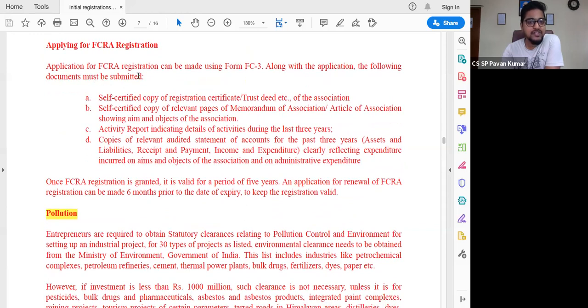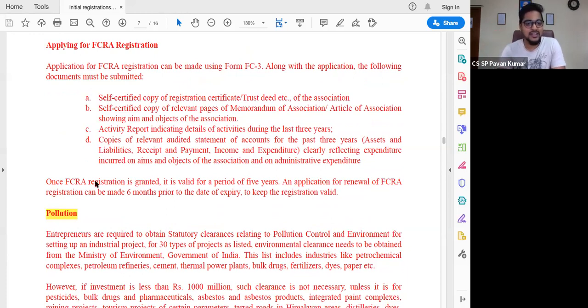The application for FCRA registration can be made in form FC3. Along with the application, the following documents must be submitted: a self-attested copy of the certificate of registration, a copy of bylaws and memorandum, the activity report for the last 3 years, and the last 3 years' income and expense statement, not profit and loss account. Because it's a non-profit organization, we normally don't call it a profit and loss account. We'll call it an income and expense statement.